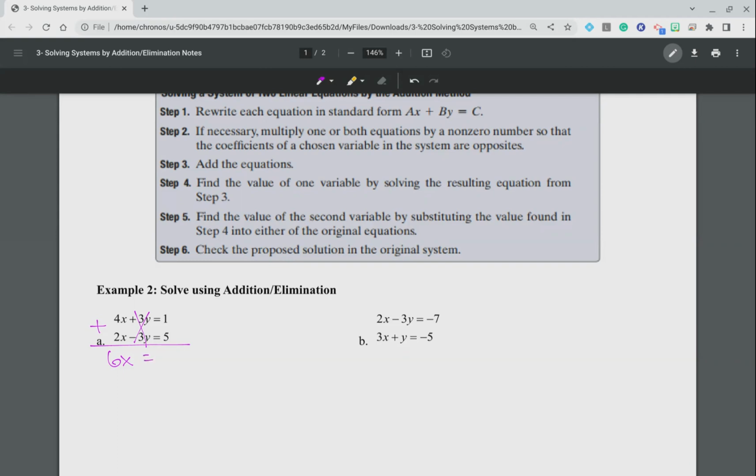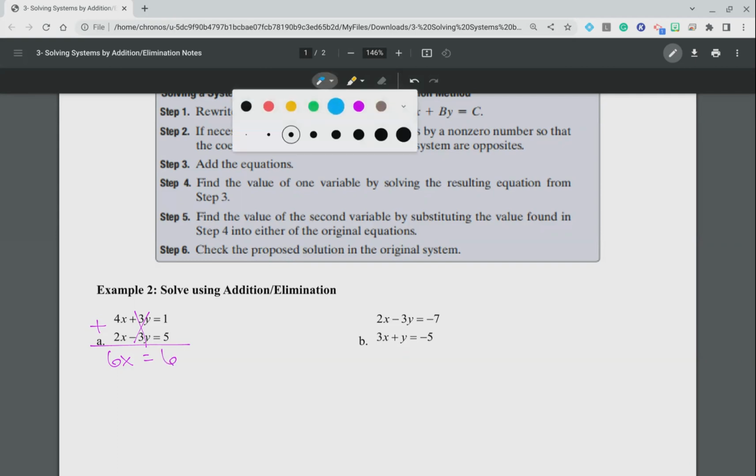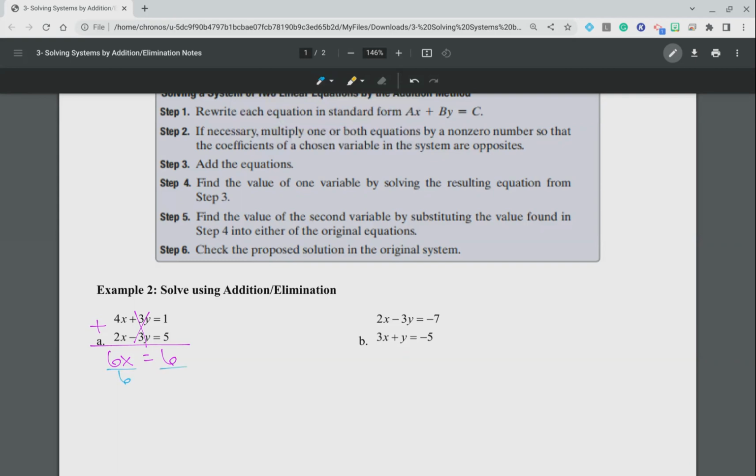Equal sign. Now I add my constants. 1 plus 5 is 6. Do some algebra to solve for x now. And I get x is equal to 1. All right. Step 4 says find the value of one variable by solving the resulting equation in step 3. So that's what we just did.